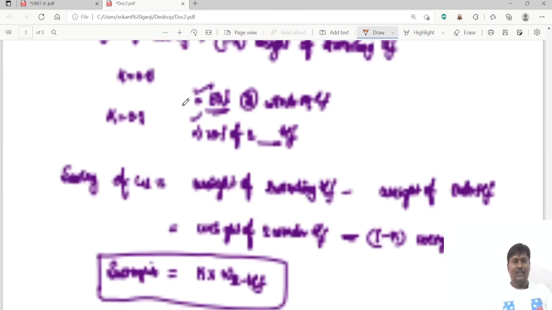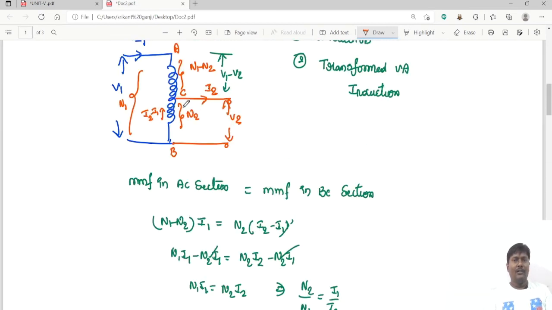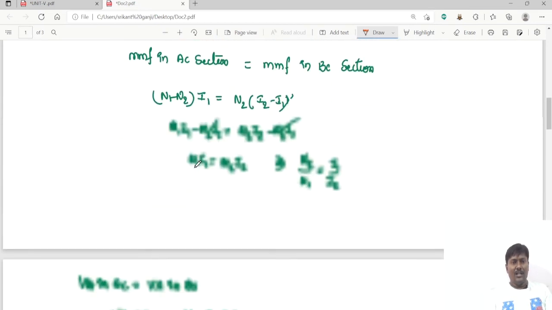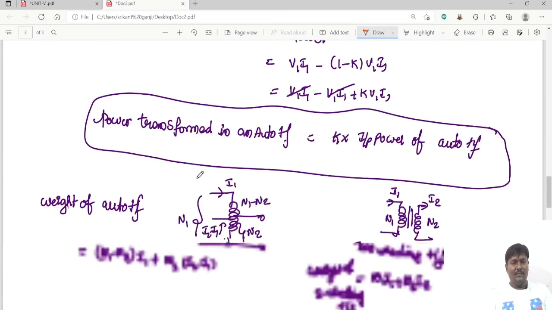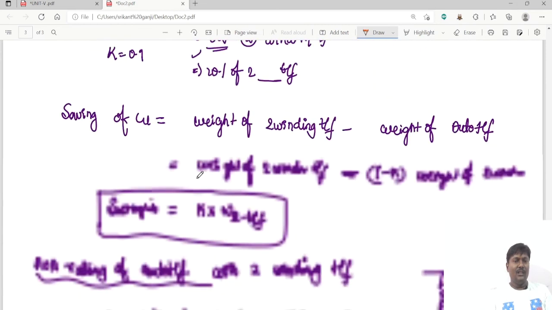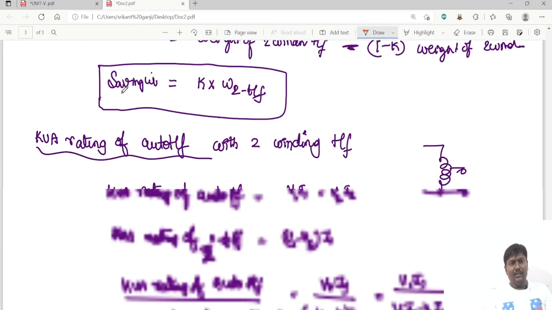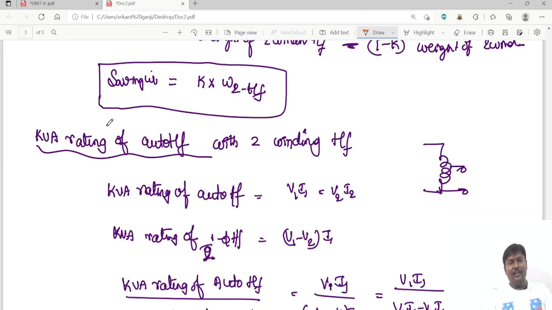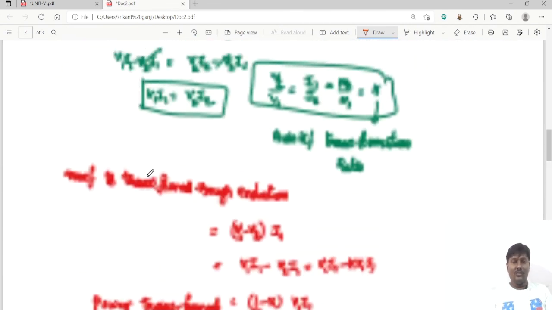There are only 3 steps you have to remember. The first one is power transformed is (1 minus K) and the power conducted is K times. The second one is the derivation of saving of copper. And the third one is comparing the kVA rating of the auto transformer with the two winding transformer.